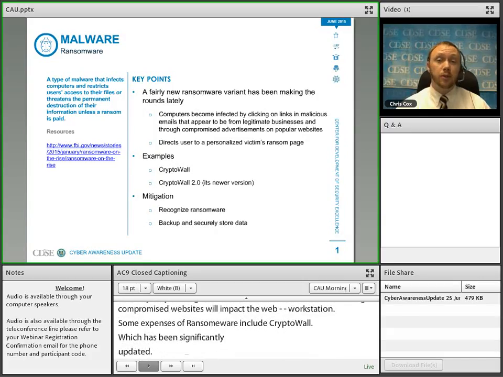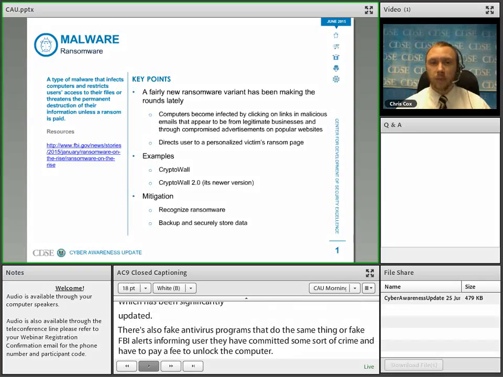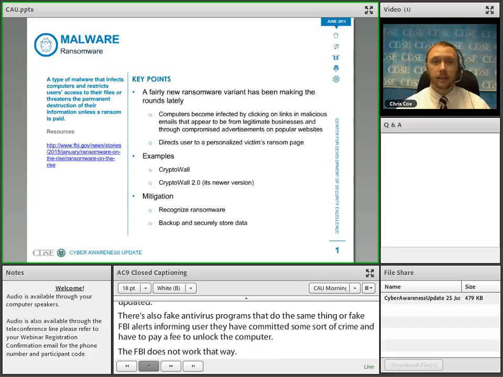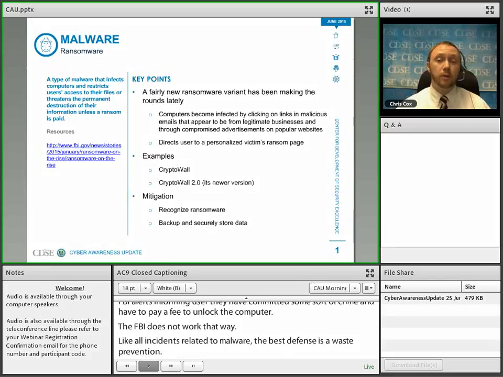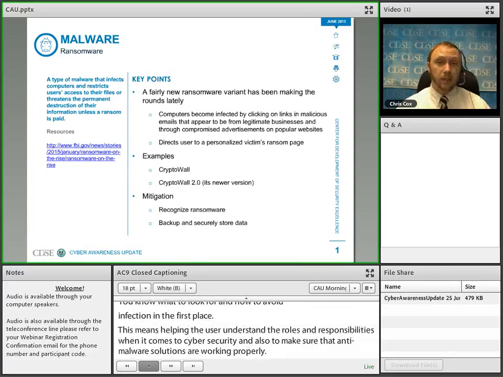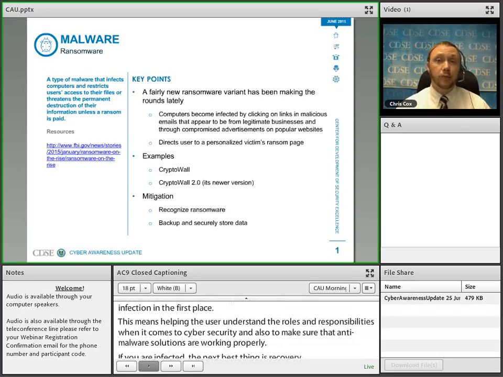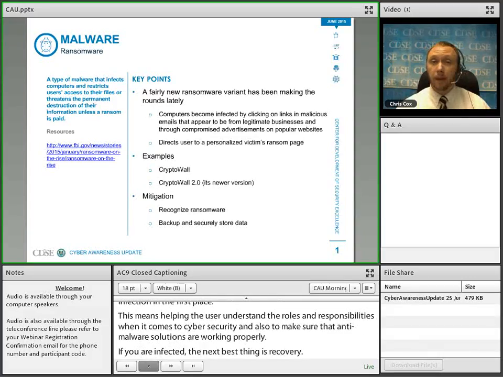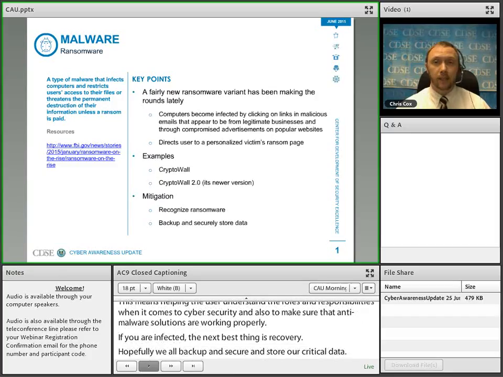Like all incidents related to malware, the best defense is always prevention. You know what to look for and how to avoid infection in the first place. This means helping your users understand their roles and responsibilities when it comes to cybersecurity, and also making sure that anti-malware solutions are working properly. But if you are infected, the next best thing is recovery. Hopefully we all back up and securely store our critical data. This will allow you to recover your files without paying a ransom that may or may not actually decrypt your files again. Of course, the malware itself should be cleaned up before the backups are restored, or else you risk reinfection.